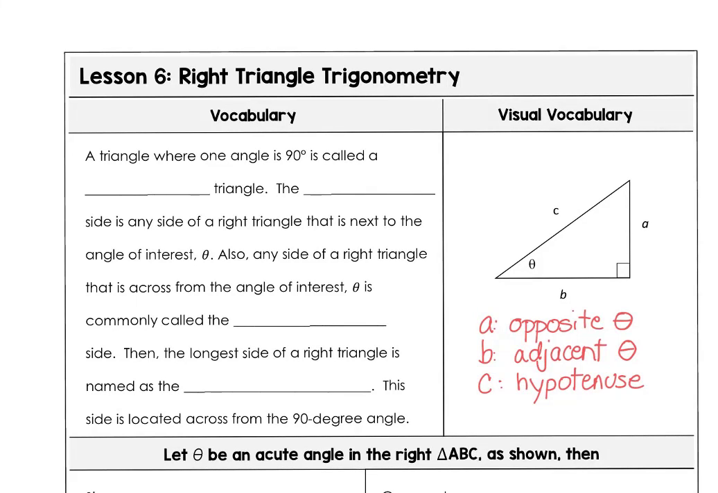This is lesson 6. It's our last lesson in unit 11. We're looking at right triangle trigonometry today. A triangle where one angle is 90 degrees is called a right triangle.